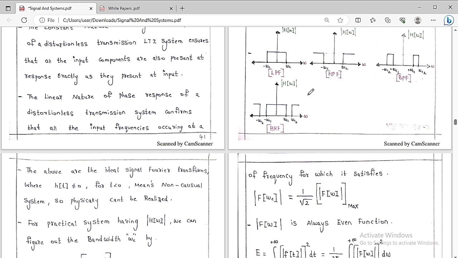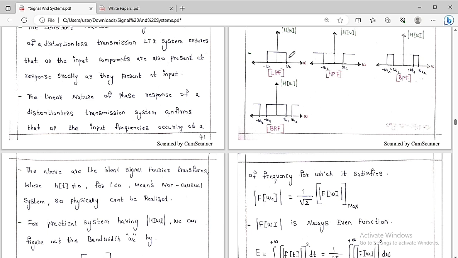Ideal frequency response graphs. These are H of omega, right? If you try to get h of t, you are going to find that it is not equal to 0 for t less than 0. So we can say it is non-causal. Non-causal means the output is going to depend upon the future input. So physically we can't realize it.